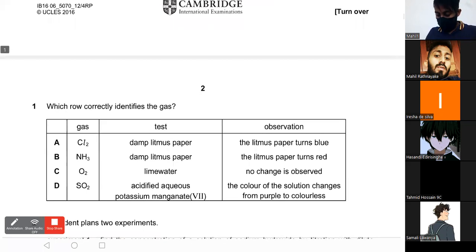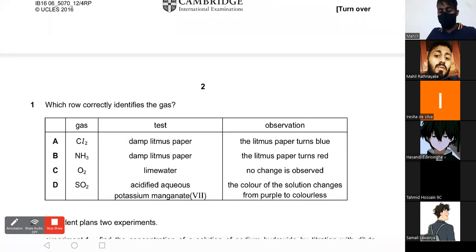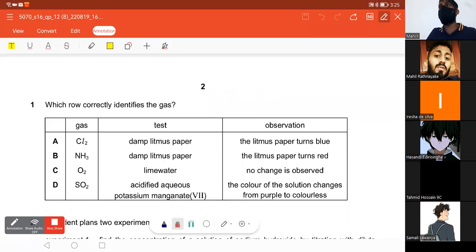Okay, enough. Right. Which row correctly identifies the gas? Chlorine gas turns blue litmus to red, then bleaches it. Blue to red, red to bleach. Therefore, answer A is wrong.